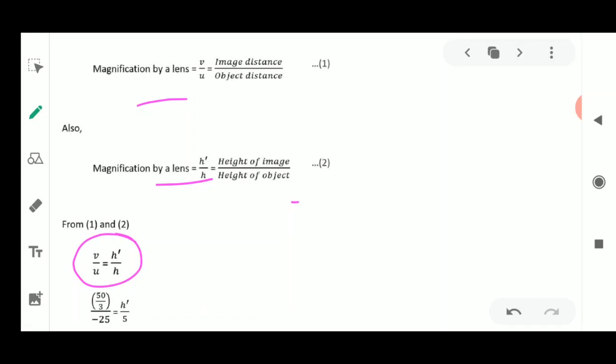We are using this here because we don't know the value of h dash, and there is no other way, as we have not been provided with the magnification either. So we need to find the height of the image according to the situation given in the question. We have got v, we have got u, and we have h.